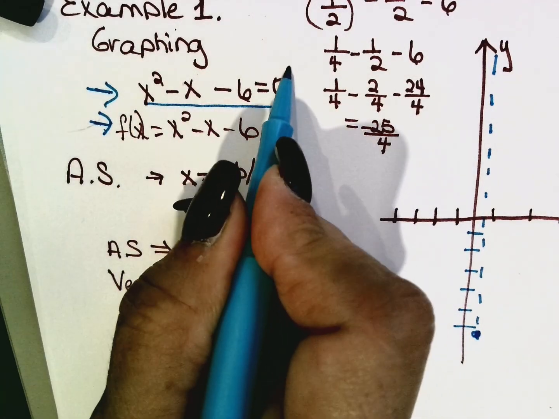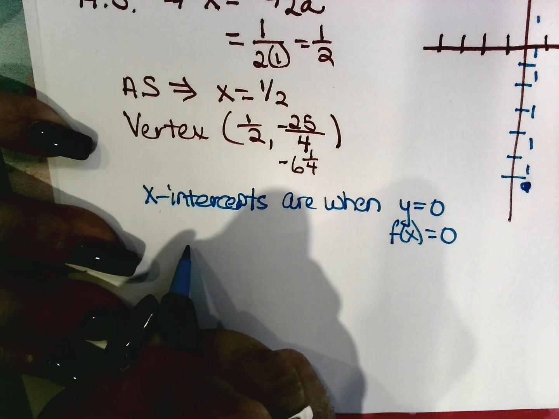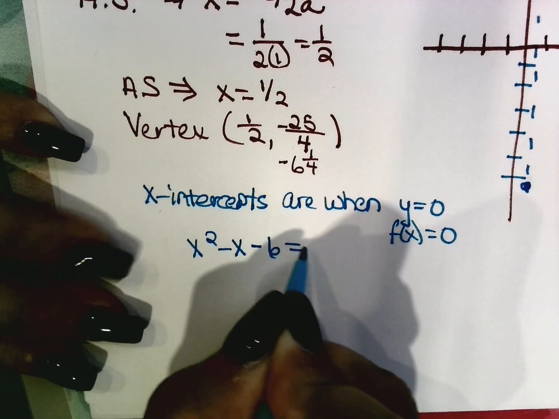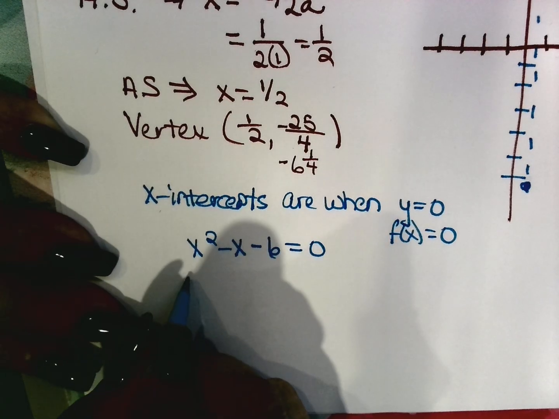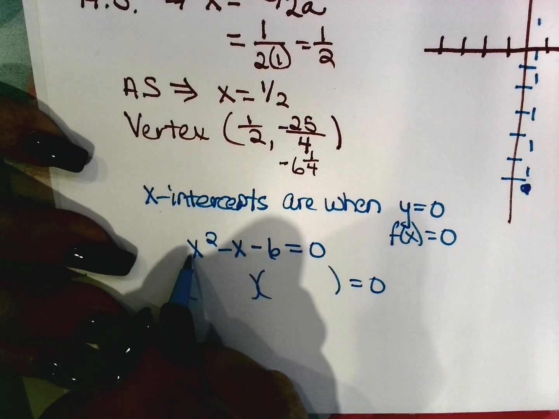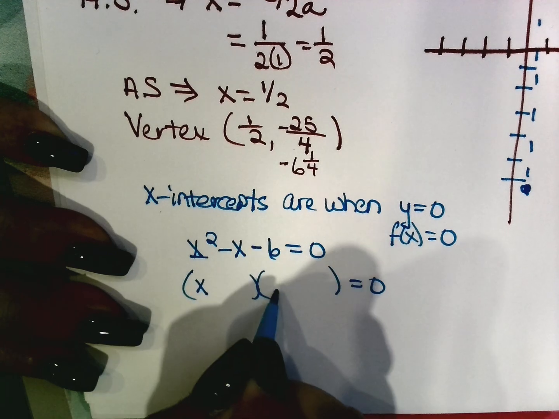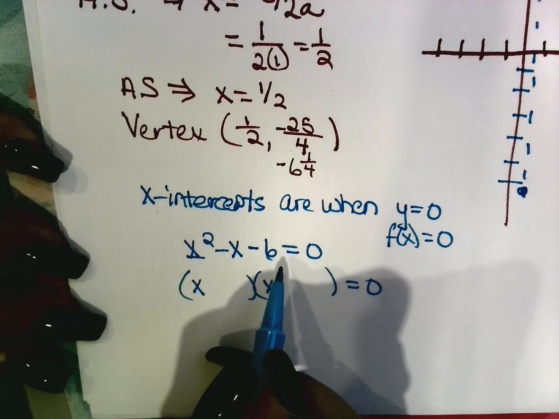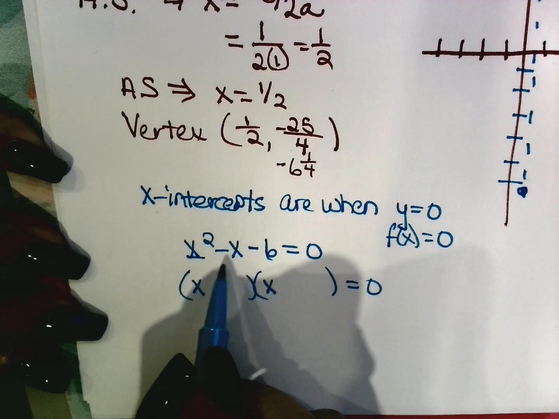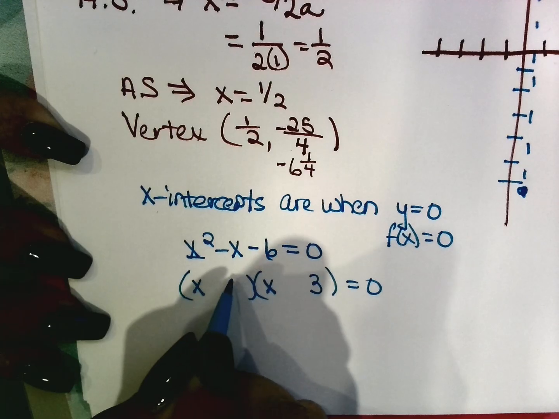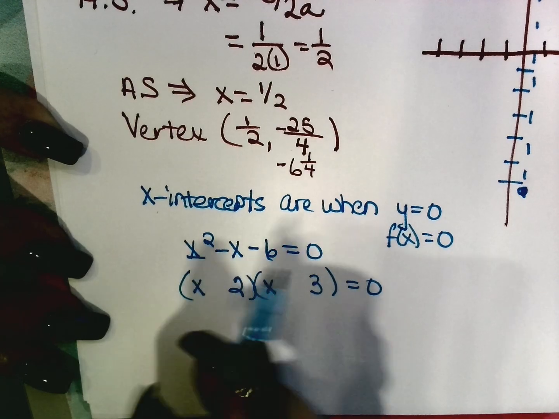We're going to factor this and see what we get. So we've got x squared minus x minus 6 equals 0. We're going to go ahead and factor. The factors of x squared are x and x. Factors of 6 that, when you either add or subtract them, are going to give you -1. Well, that's going to be 3 and 2. 3 times 2 is 6.